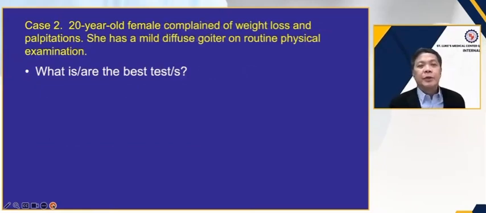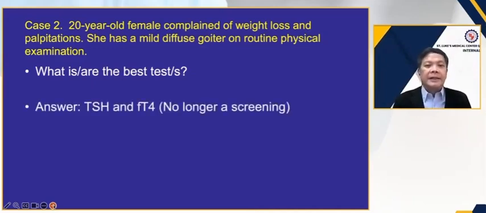Case number two, 20-year-old female complained of weight loss and palpitations. So symptomatically looks like thyrotoxicosis. She too has mild diffuse goiter on routine physical examination. So is this screening? The answer is you need a paired test because the suspicion now for thyrotoxicosis is moderate to high, not mild. So to properly interpret whether you're dealing with a primary or a secondary thyrotoxicosis, then you need a paired test to see whether it's going CISO or not.